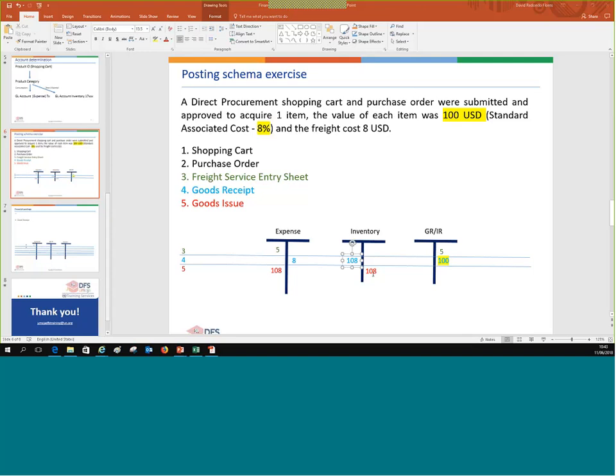And if it's not clear, please ask a question either in the chat or, I would prefer, in the Q&A panel. Very good. There is a question. So there was a question about why not to take actual instead of 8%. So the question is about why to use standard associated cost or actual, right?